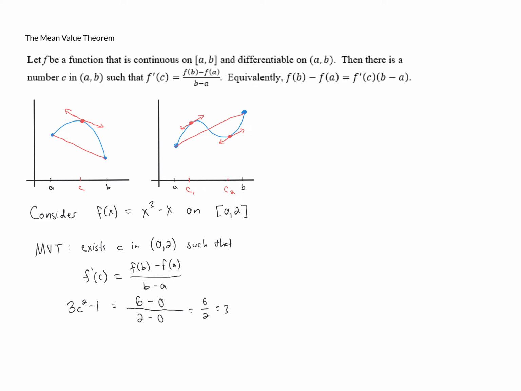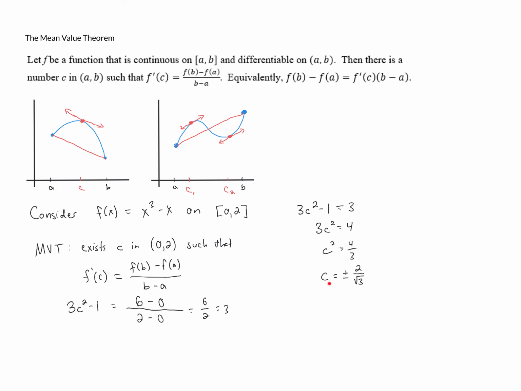So to find c, we have to solve 3c squared minus 1 equals 3. Now, to get c squared alone, we add 1 to both sides first. So 3c squared is 4. Divide by 3, c squared is 4/3. And then to solve for c, we take the square root of both sides. Now, we know when we take the square root of both sides, we need a plus or minus. And then the square root of 4 is 2. The square root of 3 is root 3.